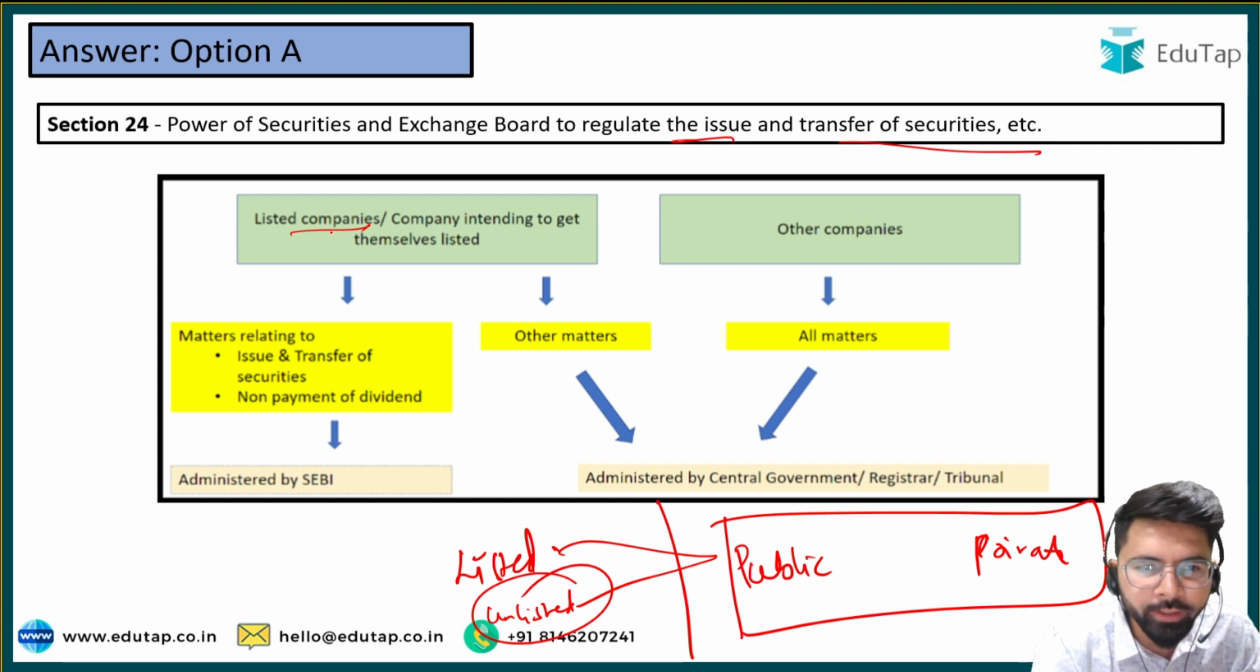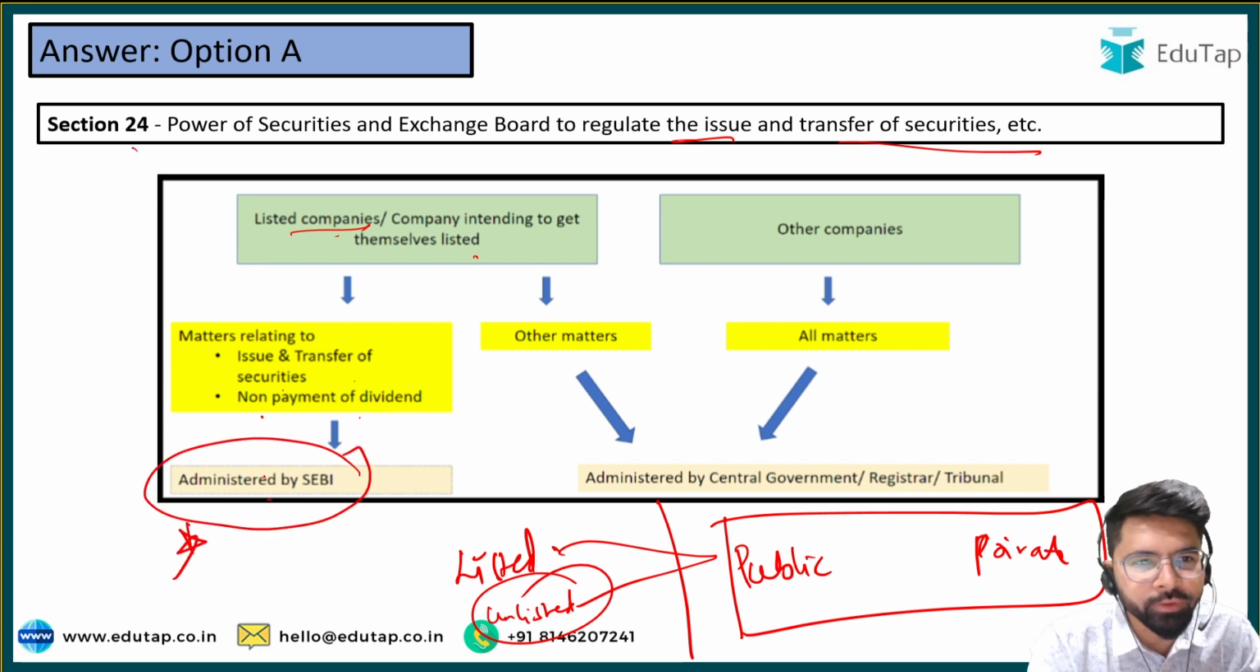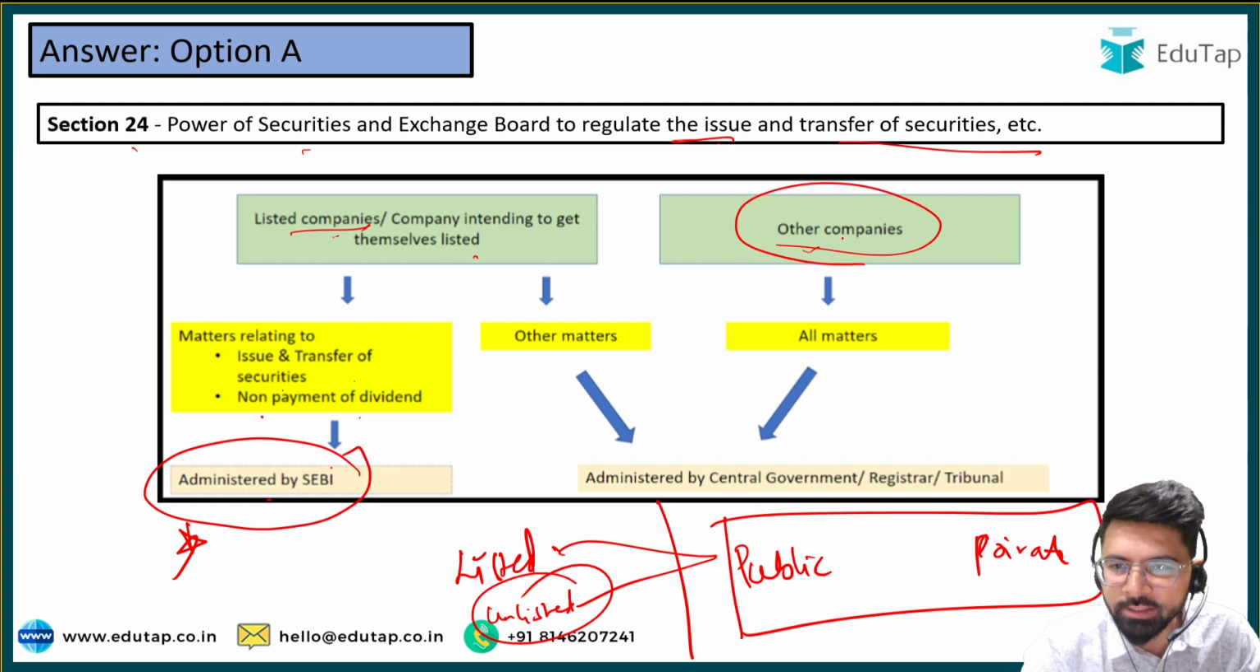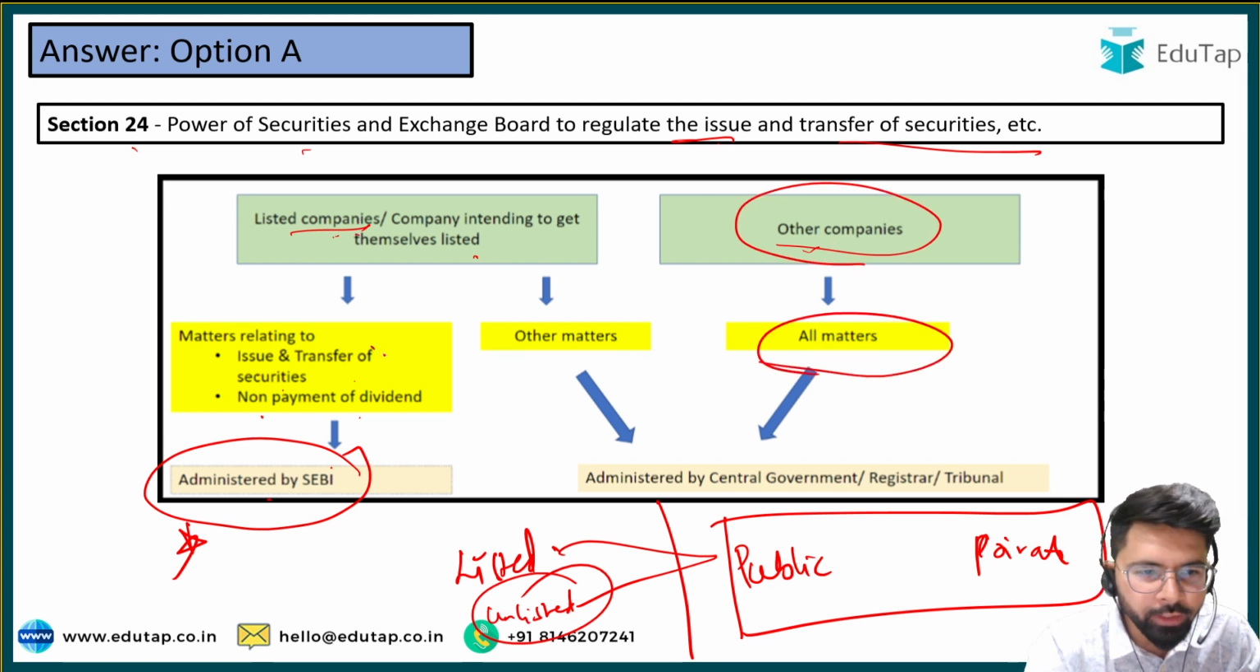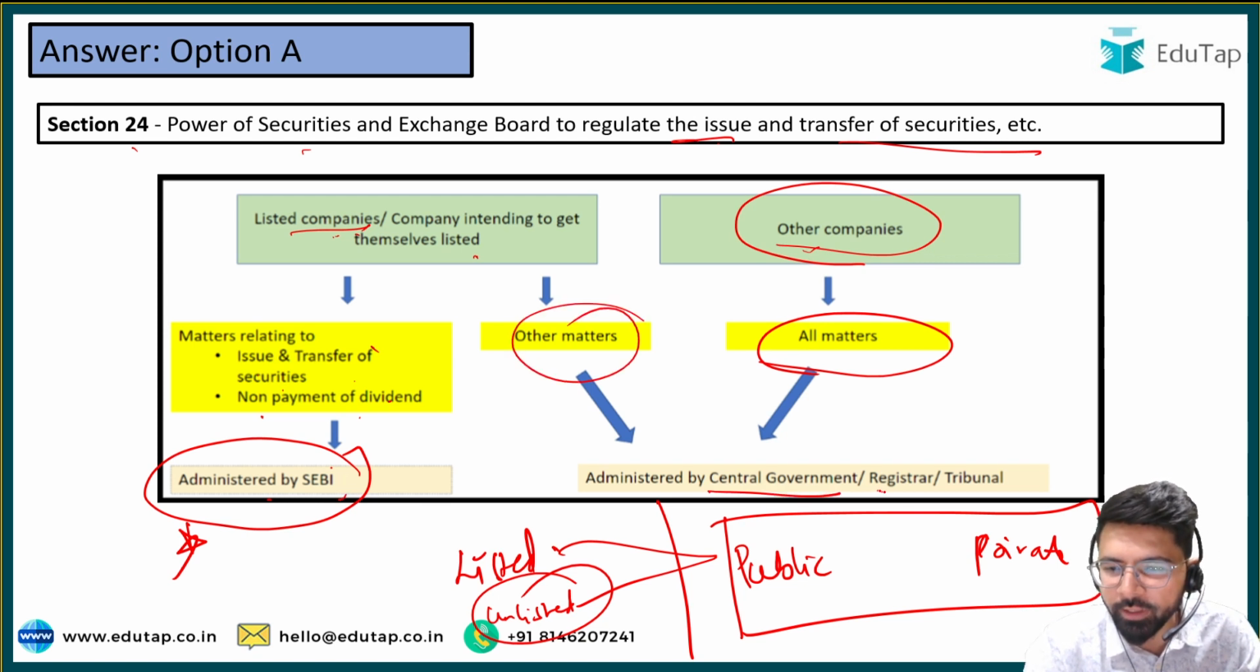So whenever it comes to listed companies or companies intending to get themselves listed, the matters related to issue and transfer of securities and non-payment of dividend would be administered by SEBI. Section 24 deals with this, that is, the power of SEBI to regulate the issue and transfer of securities in case of listed companies. Even in listed companies, only these two matters are administered by SEBI. All the other matters are administered by the central government, registrar or tribunal. I hope this is very much clear.